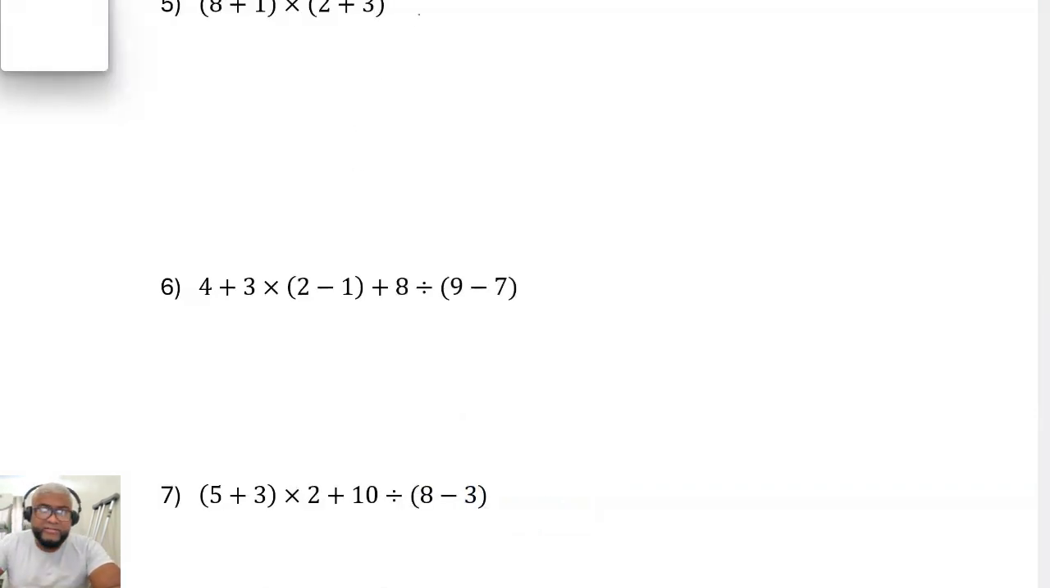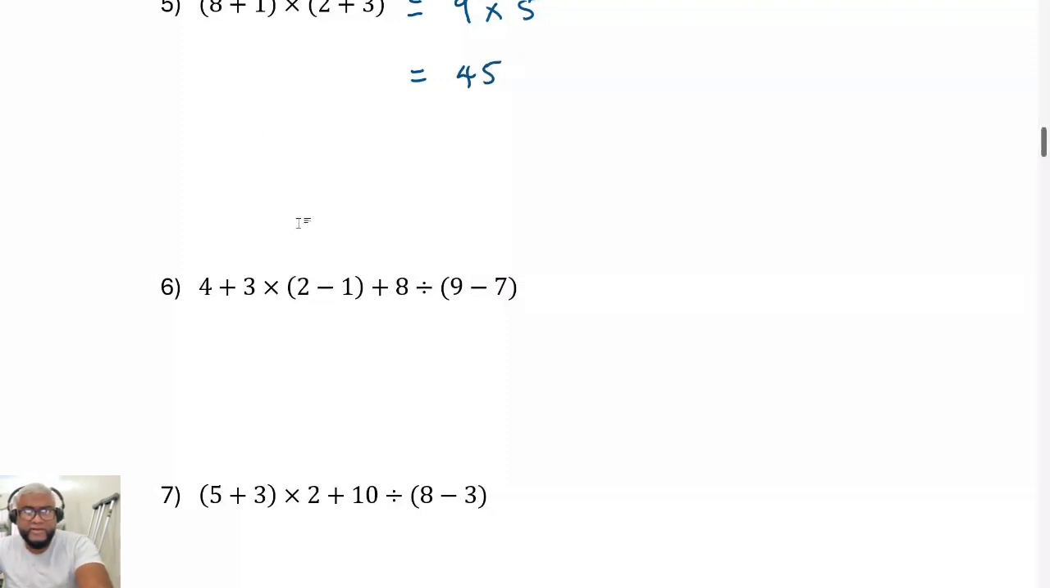So let's go. Logan, number 5. What is it equal to? Give me the 2 brackets. Work out the 2 brackets for me. Okay, so 8 plus 1 is 9, times 2 plus 3 is 5. 9 5s are? 45. Right, 9 5s are 45.